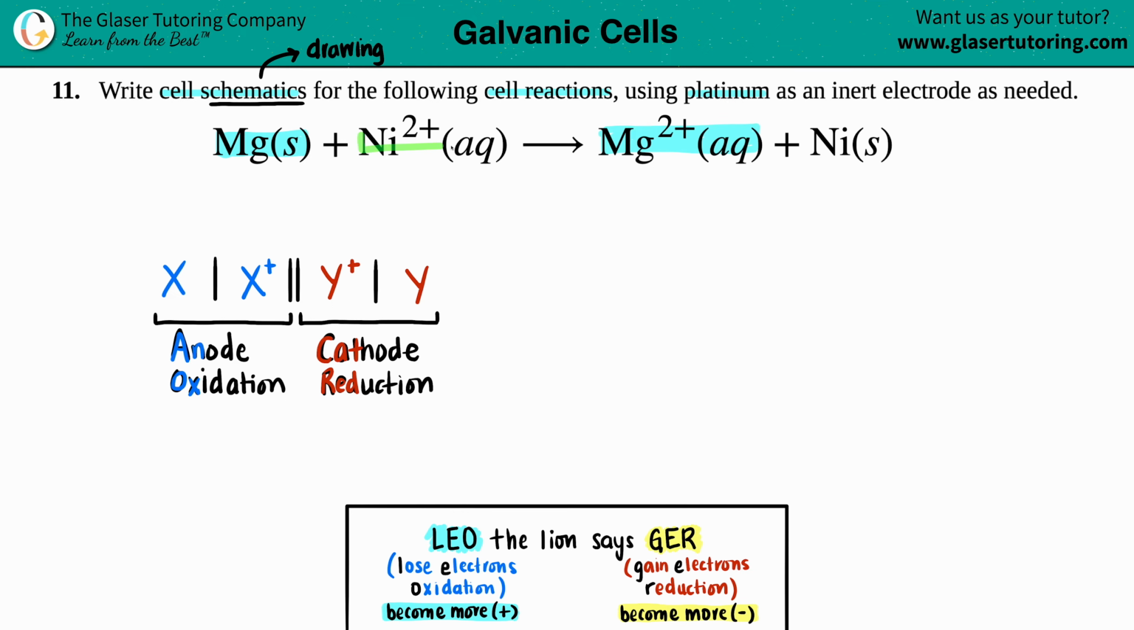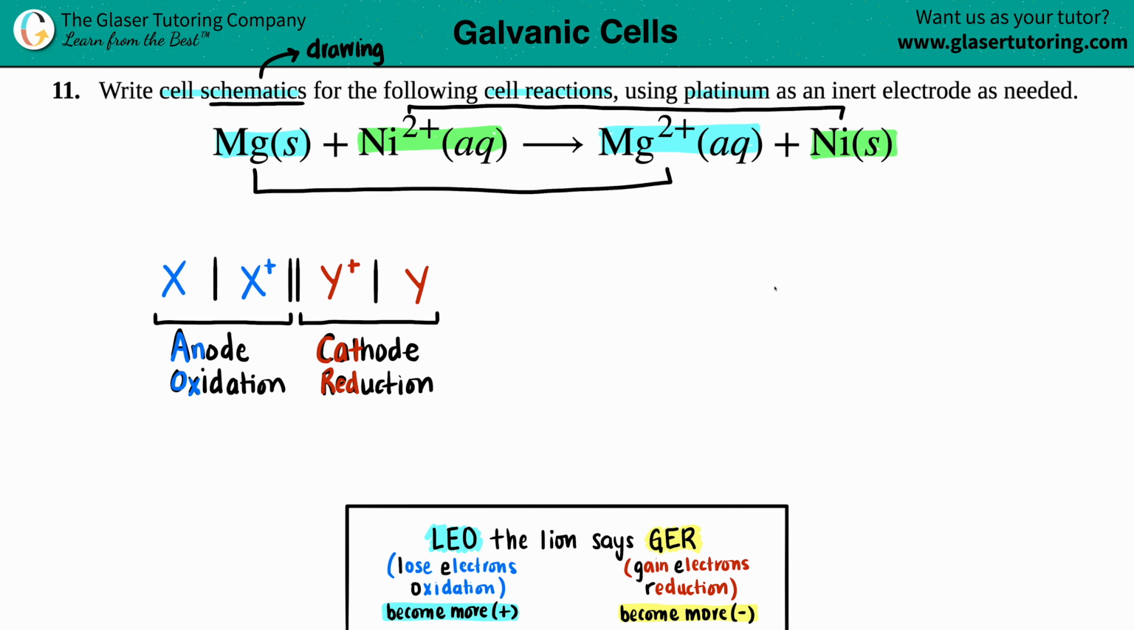One has no charge and the other one has a 2 plus charge. And then you have the nickel, right? That's aqueous. That's the 2 plus. This is going to the nickel solid. So now I'm just going to box these off. This goes with this, and this goes with this.